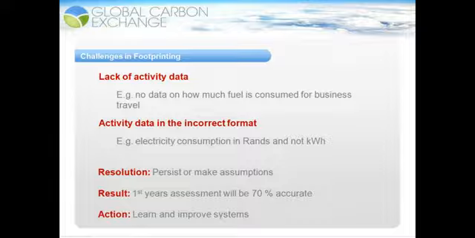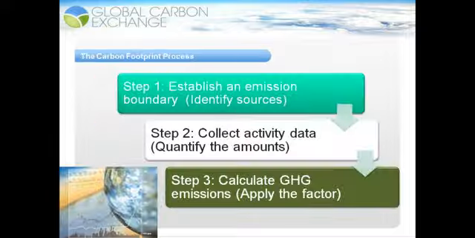So the carbon footprint process: establish an emissions boundary, and we spoke about that. Very important that at the end of that process, we put it into a document, everyone signs off that document, everyone's clear about what they need to do, how they need to do it, and what they need to look at. Then we collect the activity data, we quantify the amounts. We will distribute questionnaires and surveys to the relevant people from the green team and make sure that they all know exactly what those need to be populated with.